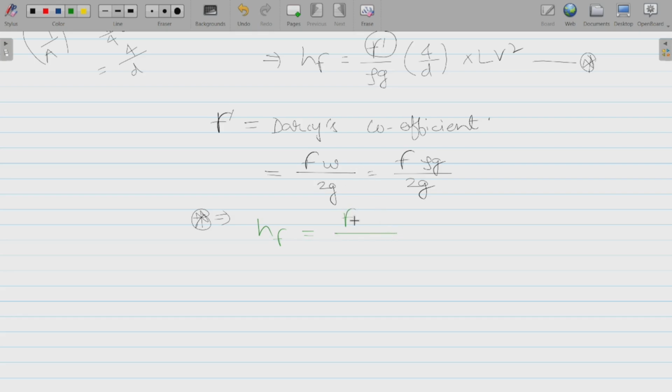So f prime is equal to f into rho into g divided by 2g, and you had rho g earlier in the main equation, 4 upon d, and you also got L into V square. So g got cancelled, rho and rho got cancelled, so you are only left with the result, which is 4f L V square over 2g into d, and this is the equation that we are required to find. So it is the proof.